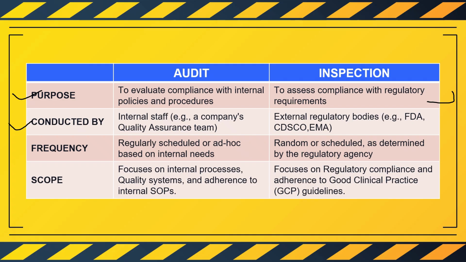Okay, but when it comes to inspection, this is conducted by the regulatory authorities, that is the US FDA or CDSCO or Europe's EMA. Okay, so always remember that if an inspection is there at your site, then the inspectors would be government officials of that particular regulatory body. Okay, they are not internal site staff and not employed by the sponsor. And the auditor would always be internal staff employed by the sponsor or the quality assurance team of the sponsor. Okay, so that is the second difference, who conducts the audit.